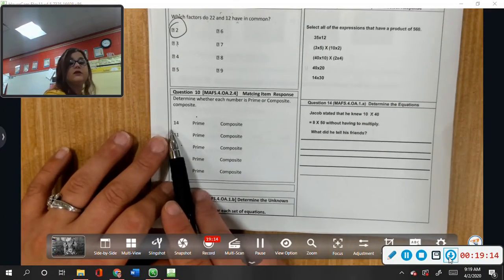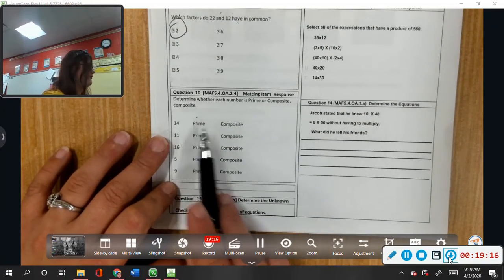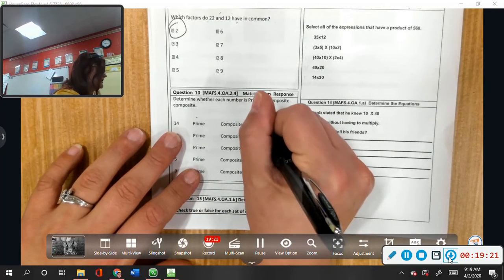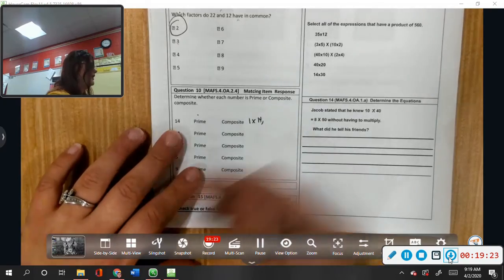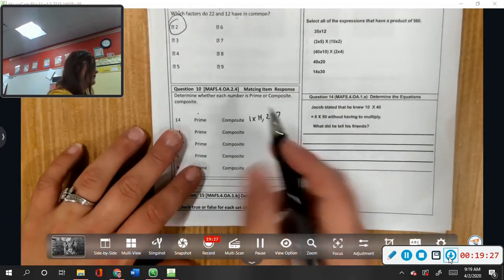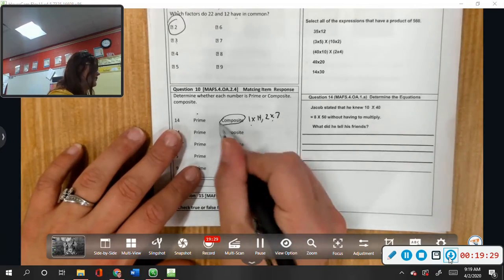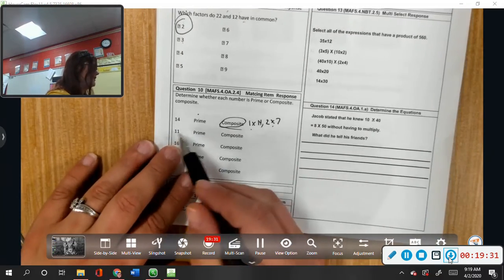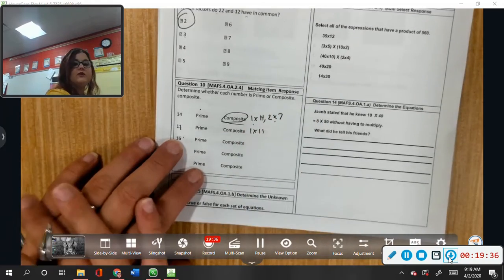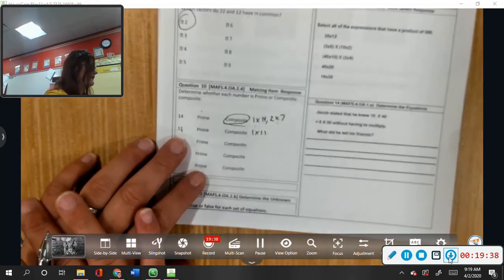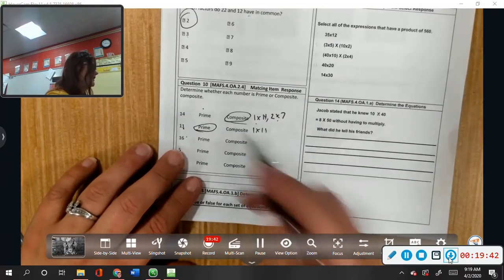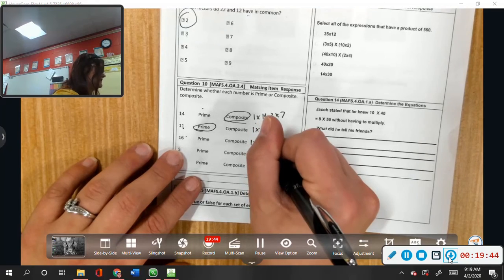So the number 14, is it prime or composite? Well, we know that 14 has 1 times 14. We know that there's 2 times 7. So we have more than one factor pair, so we're going to circle composite. But what about 11? We have 1 times 11. But is there any other numbers that we can multiply to get 11? No. So it's prime.